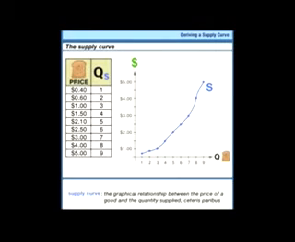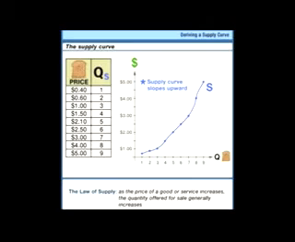This is a representation of what economists call the law of supply. The law of supply is a regularity that we notice in the economy. That is, as the price of a good or service increases, the quantity that is offered for sale generally increases. Now, does this make sense? What's the intuition behind the law of supply? The intuition behind the law of supply is a concept that we've already considered in this series, and that's the concept of increasing opportunity cost.